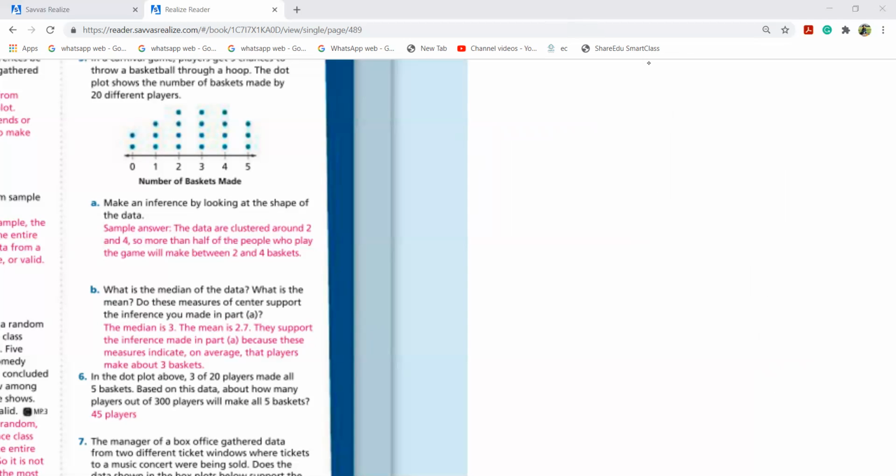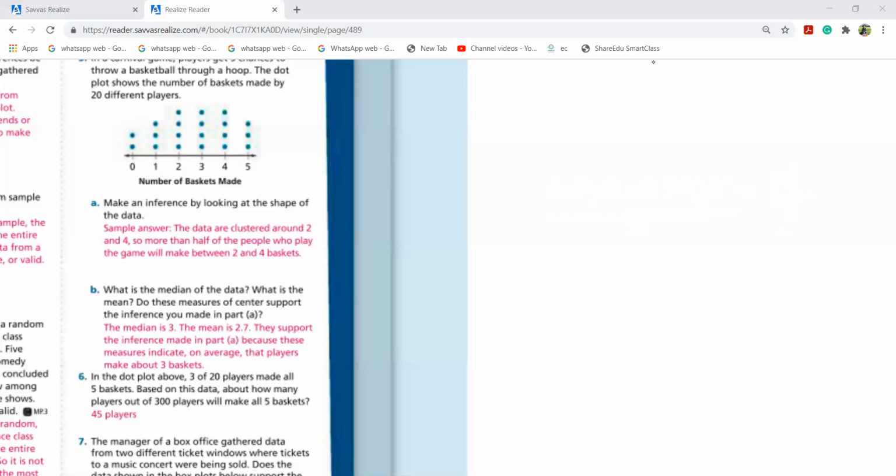The median, if I ask you, girls, there's one more thing here. They have told you it is between 2 and 4. So between 2 and 4, which one is the middle one? It is 3. So that becomes your median. Just write from here: the median is 3. The mean is 2.7. That's it, girls. Don't write all the story.